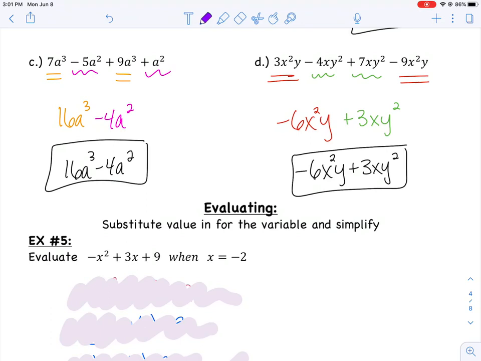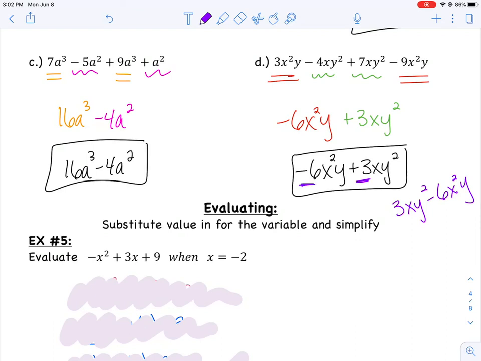Now, it's hard to tell which order to put this in because the variables are different and the exponents are different. So if you wrote the answer 3xy squared minus 6x squared y, I would also accept that answer. It's the same exact answer. Just be careful that your 3 stays positive and your 6 stays negative.